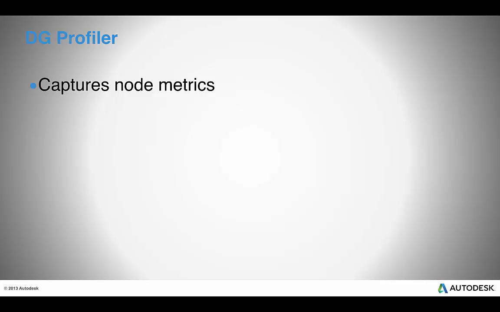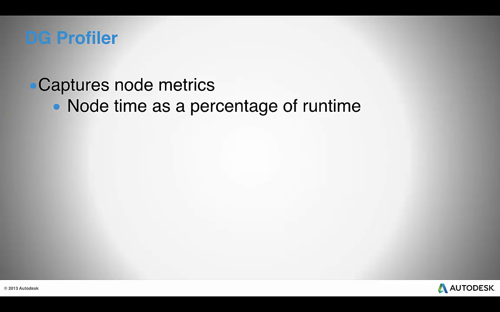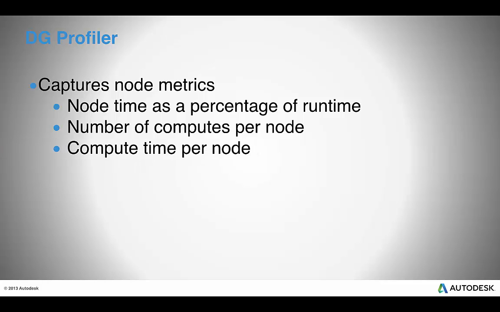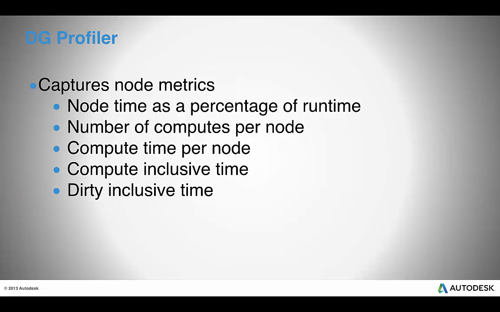The Digi Profiler captures node metrics much the same way as the Digi Timer does. It captures the node time as a percentage of runtime, the number of computes per node that are in your scene, the compute time per node, the compute inclusive time, and the dirty inclusive time in the scene.